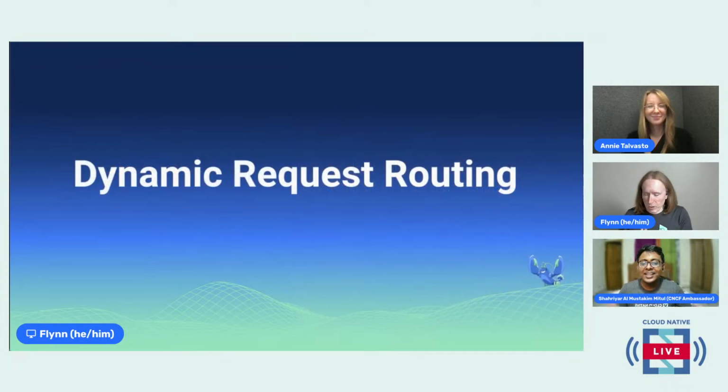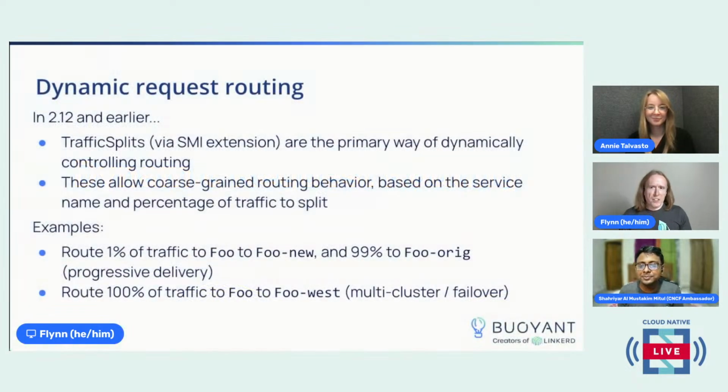Okay, dynamic request routing. This is a thing that originated kind of with Linkerd 2.12 and earlier. We've been able to do this for a while using traffic splits from SMI. That was kind of limited to very coarse-grained routing where you could say, okay, 1% of the traffic to foo, I want you to peel it off and send it to a new thing. The rest of it goes to the original one. Or you could say things like take all of this traffic and throw it over to another cluster if you're running multi-cluster.